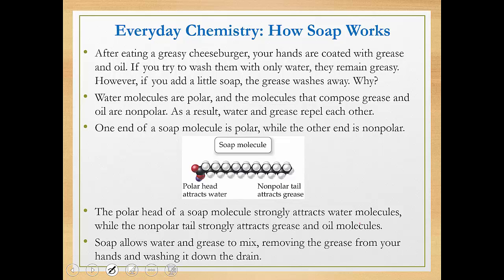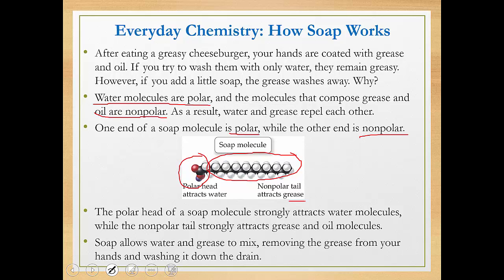Well, it works because of a really interesting property of soap. Okay, so we've established that water molecules are polar, grease and oil are nonpolar. So if you're just trying to use water to wash grease off your hands, they repel each other. That's not going to do anything. Soap works to make those two come together. And that's because soap has a polar end and a nonpolar end. That's what's incredible about it. It's got both polar and nonpolar. So you've got this polar end that can interact with water, and you've got this long nonpolar tail that interacts with the grease.